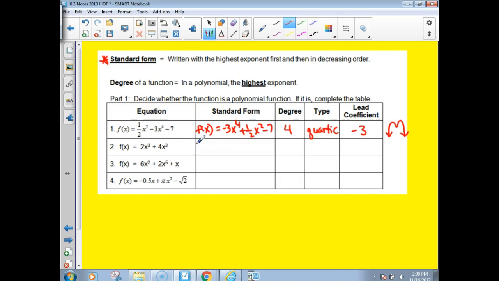The next one is already in the correct form, so standard form, just rewrite it, showing that it was already in descending power order. This would be degree 3, which is a cubic, and the leading coefficient is 2. Since it is a positive 2, it's going to do something like this.